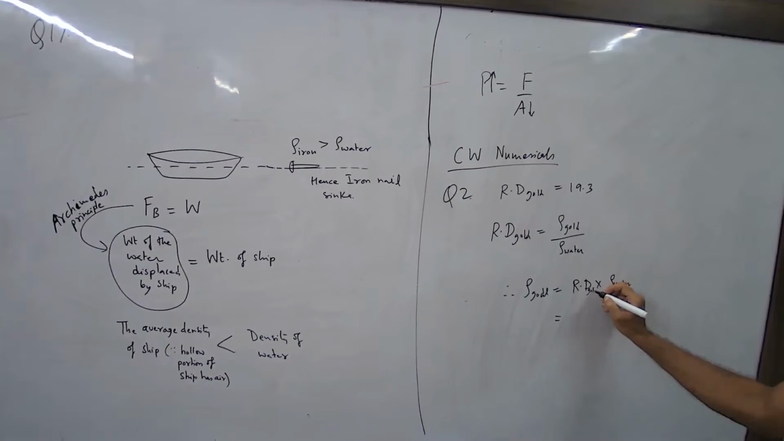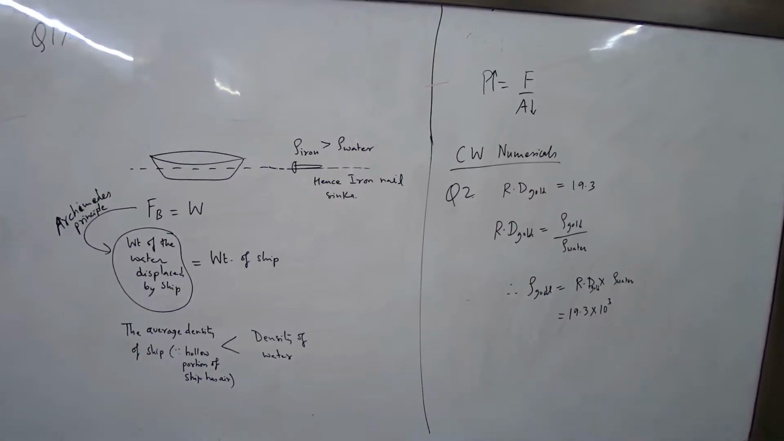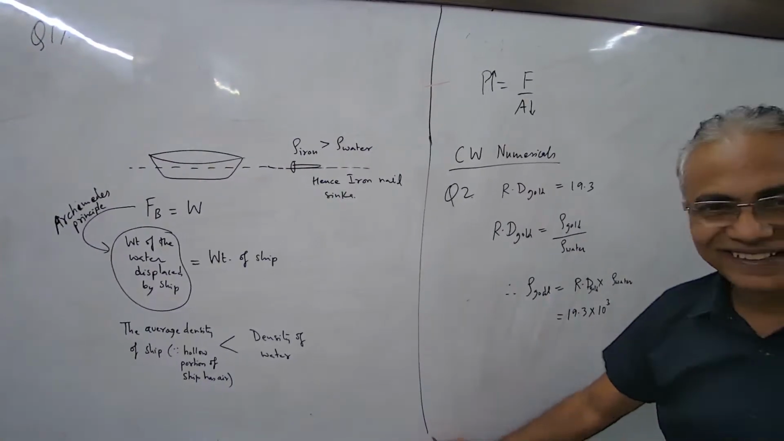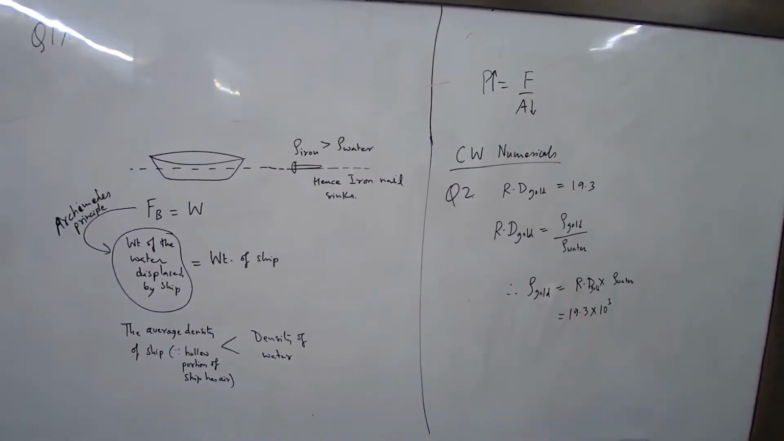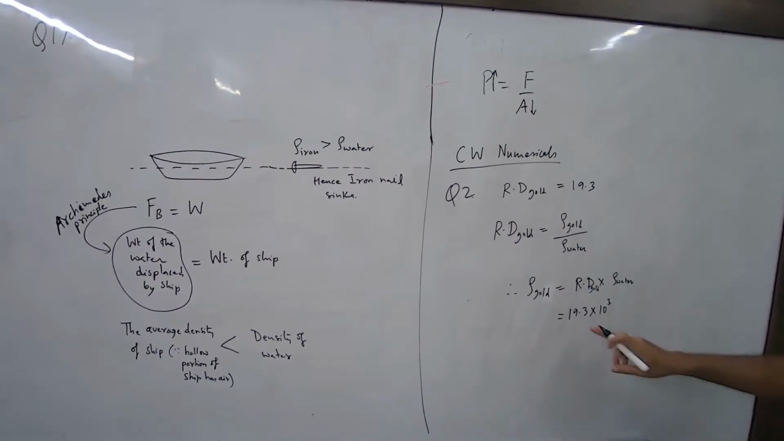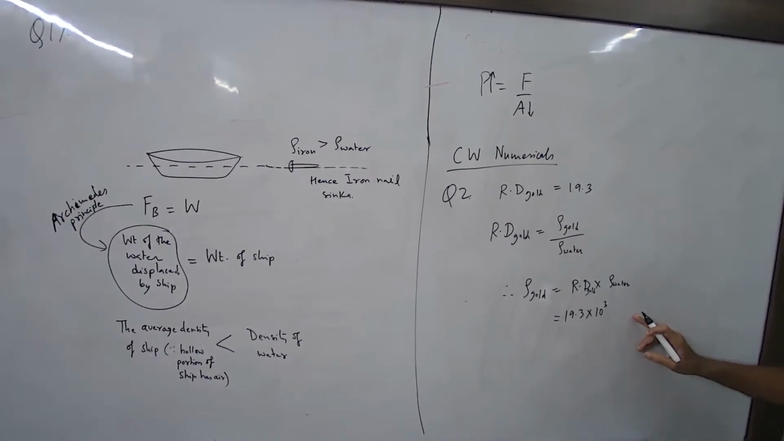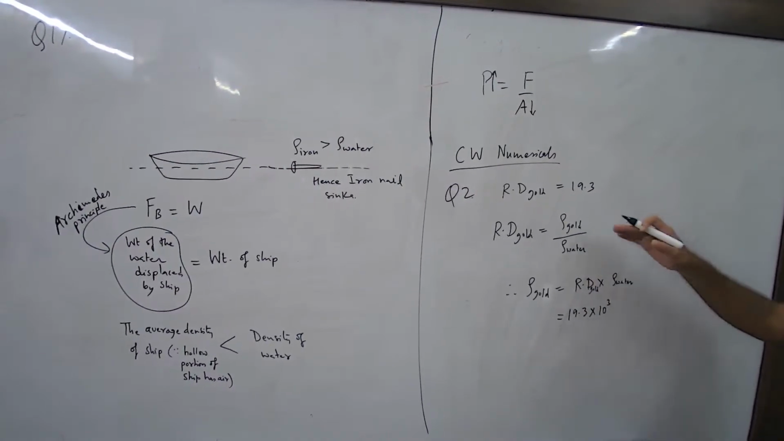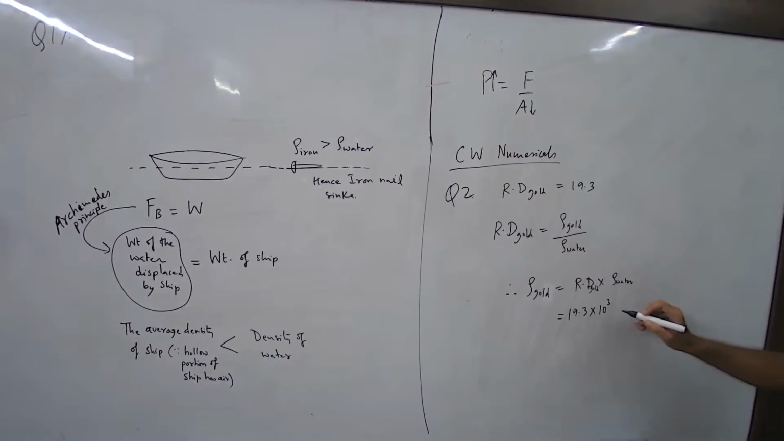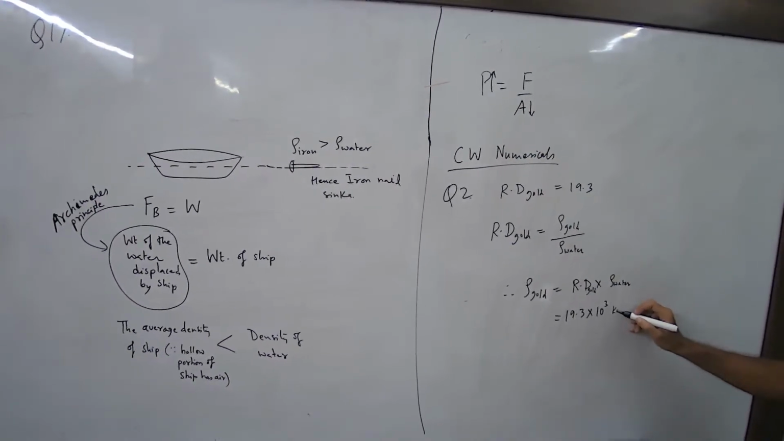So what is RD of gold? 19.3 into the density of water, which is 10 raised to 3. So what's the unit? Density unit is kg per meter cube. Mass upon volume. Remember the definition, then the unit will come. Density is mass upon volume for anything. So kg per meter cube.